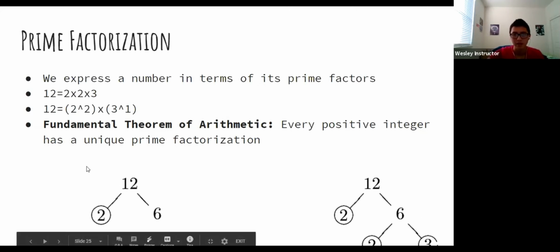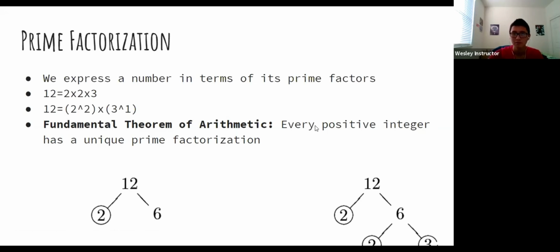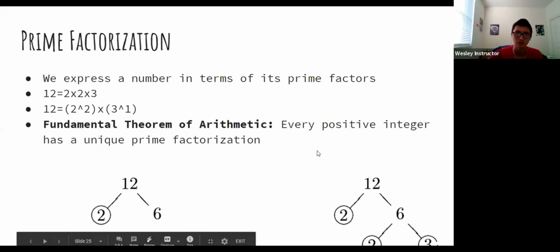And here at the bottom are some examples of factor trees. So 12, that can be split into 2 and 6, but 2 is prime, so we circle that. And then we go to 6. Then 6 is divisible by 2 and 3, and we circle those two because those are both prime. So that is our prime factorization of 12.